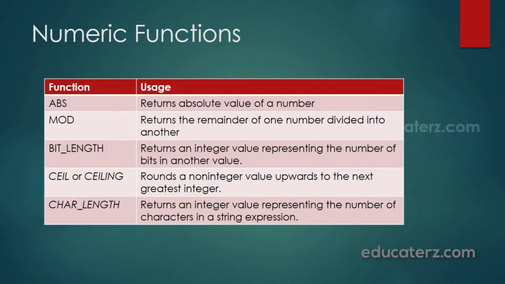So, the list of numeric functions. ABS is a function name and it returns the absolute value of a number. MOD returns the remainder of one number divided by another number. BIT_LENGTH returns an integer value representing the number of bits in another value. CEIL or CEILING rounds a non-integer value upwards to the next greatest integer. CHAR_LENGTH returns an integer value representing the number of characters in a string expression.